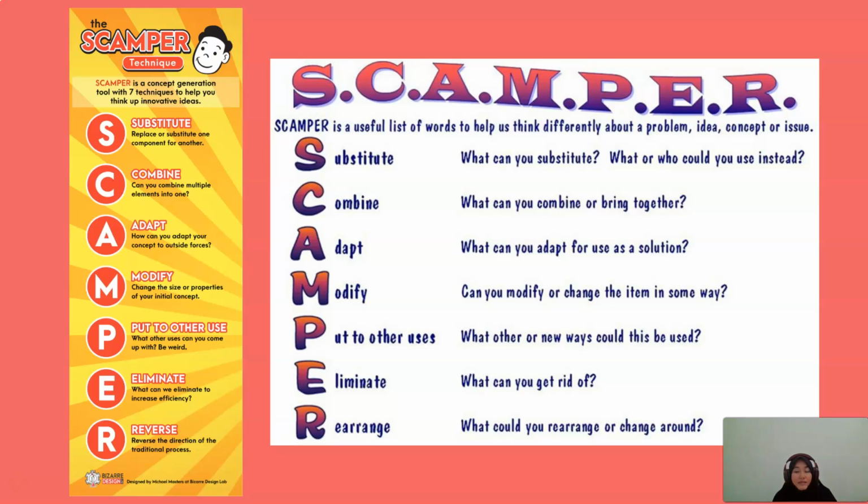For example, Smarties. Normally when you eat it, the outside is the eggshell and inside is the chocolate. Now you want to reverse it, so the outside is the chocolate and inside is the eggshell, right? That is a very, very creative idea.